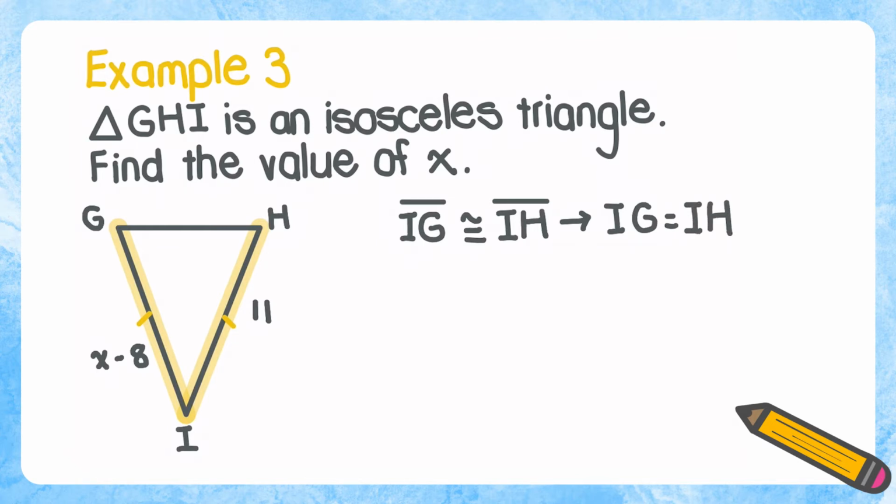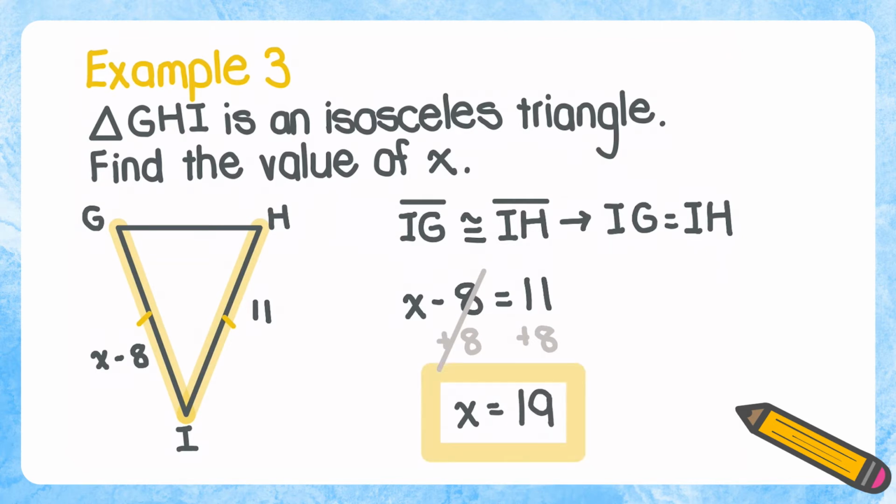The length of side IG is x minus 8, and the length of side IH is 11. To solve for x, let's add 8 on both sides. This cancels out, and we're left with x equals 11 plus 8, which is 19. So we were able to find the missing value of x by using properties of isosceles triangles.